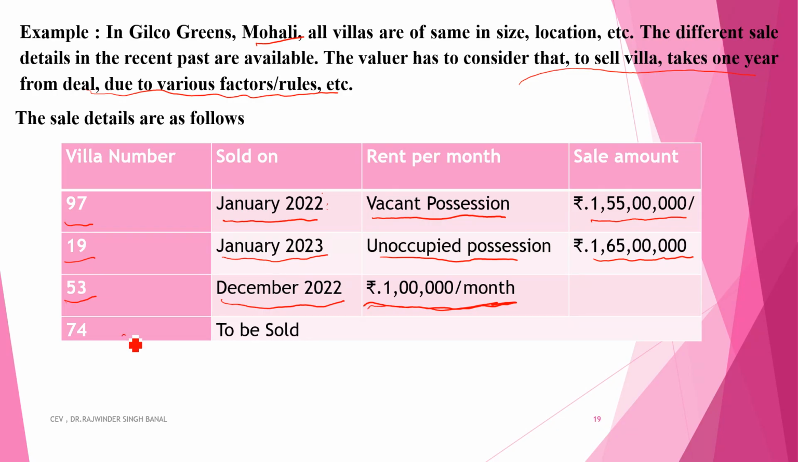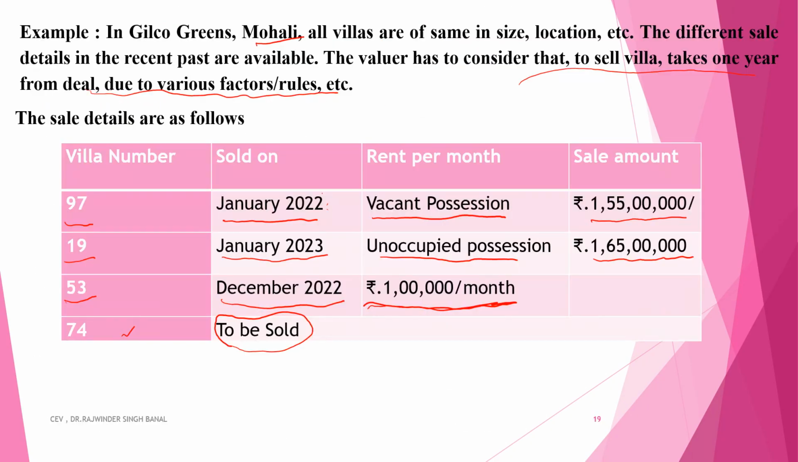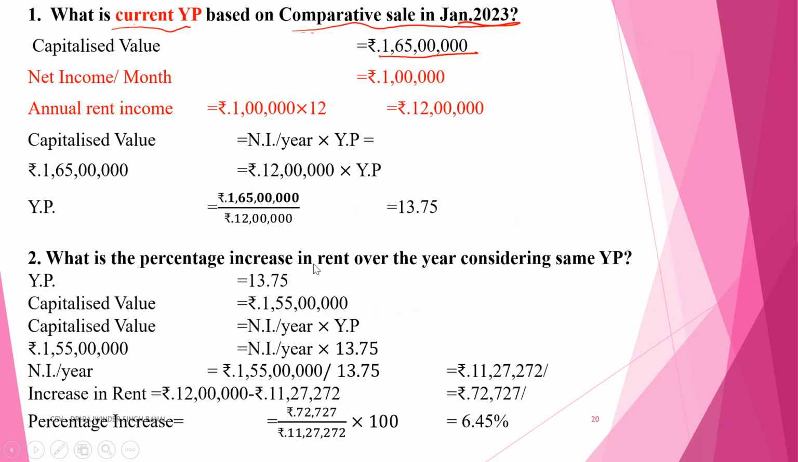So villa number 74, which is to be sold, you have to find out the value as on 2023. So what is the current YP based upon comparative sale in January 2023? In January 2023, a villa was sold for 1 crore 65 lakh, and net income per month of a similar villa was 1 lakh per month. So compare these two, you can find out the YP in January 2023. They were sold at approximately the same time. So compare them. Capitalized value is 1 crore 65 lakh.